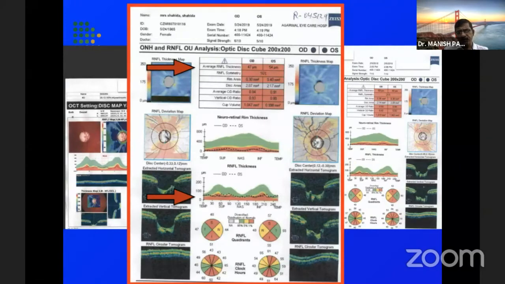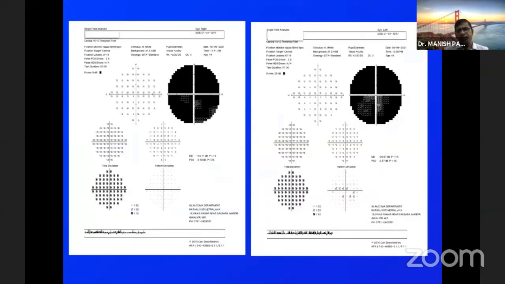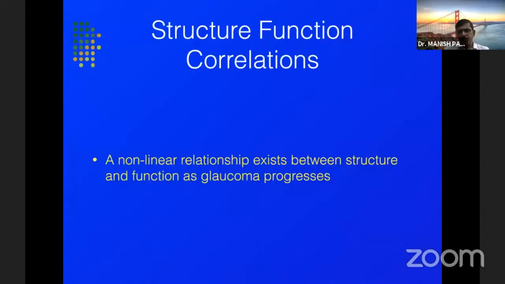And this is the lowest level which the OCT can measure. Needless to say, the visual fields on a 10-2 show advanced damage. So there is no need to get an OCT done to either diagnose or show a progression in this sort of a patient. So there is something called a structure-function correlation.